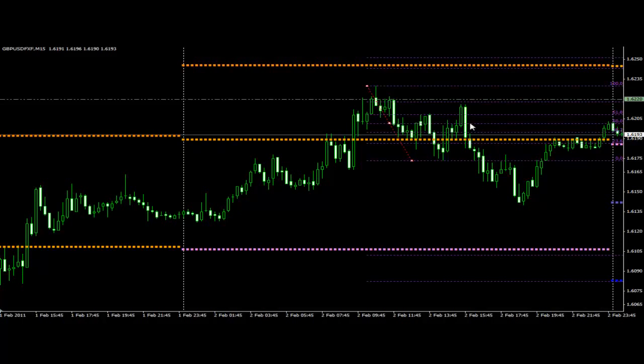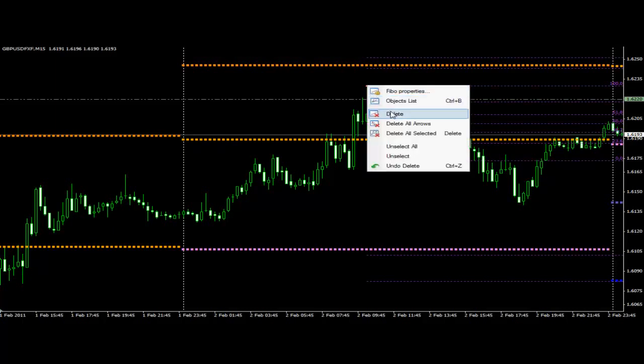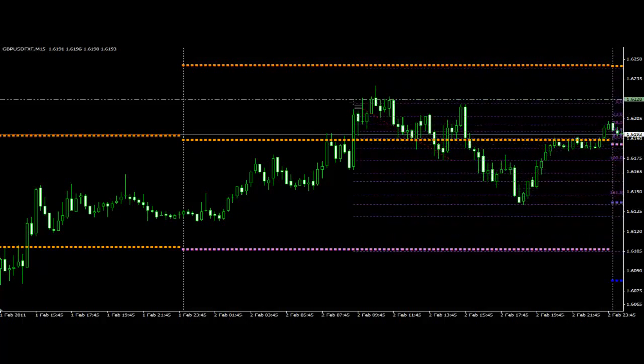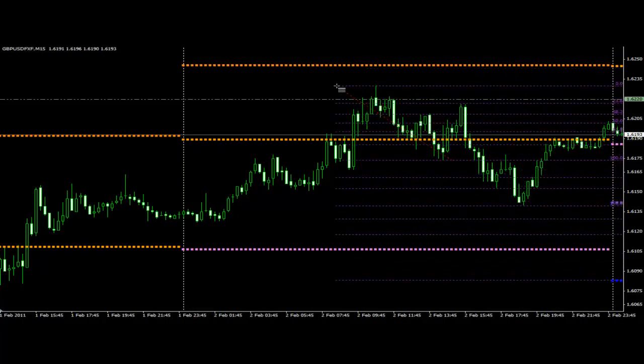Where are we going to look to take profits? Well, there are several ways to do that. You can take your pivot, and again, these are all configured for me to show swings.